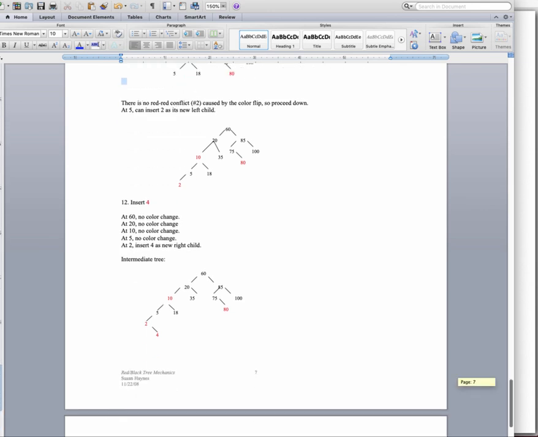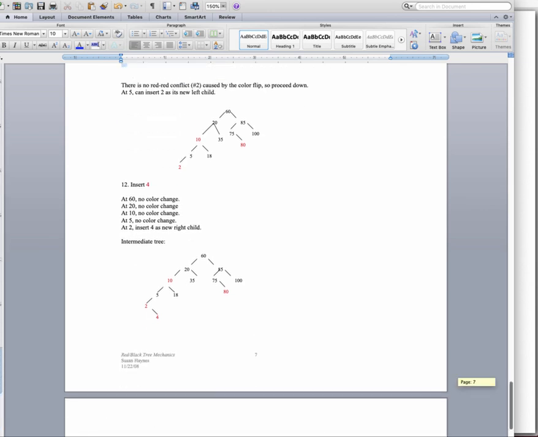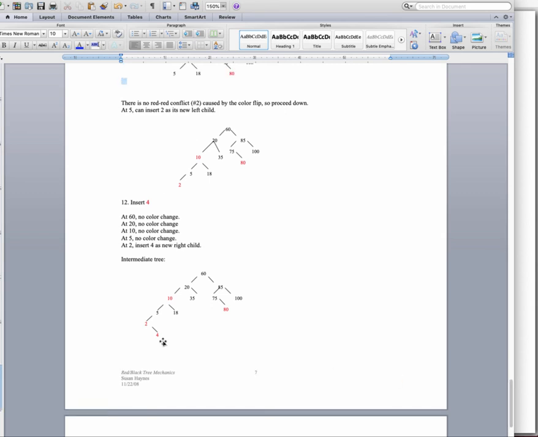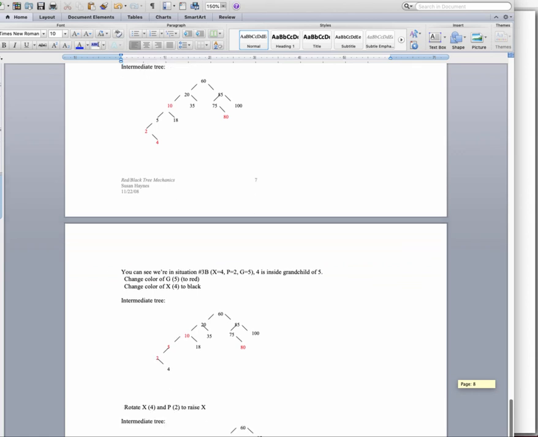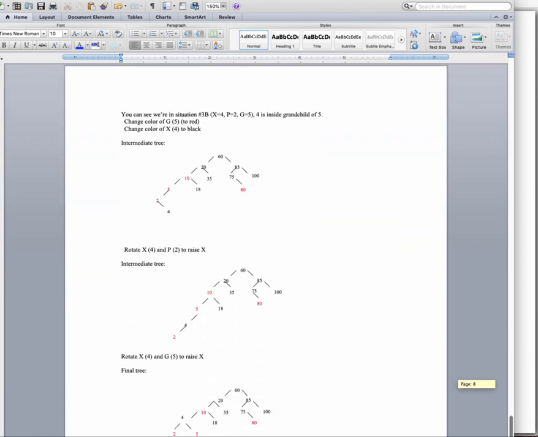And let's think about what the rules tell us to do. The rules tell us to do in this situation, remember, this is an inside grandchild here. I'm going to rotate the 4 over to here, and the 2 is going to come down to there, and then I'm going to promote the 4 up to here, and the 2 will go to the left, and the 5 will go to the right. Right over there. Okay? We saw that we changed the colors as the prescription told us to change the colors.